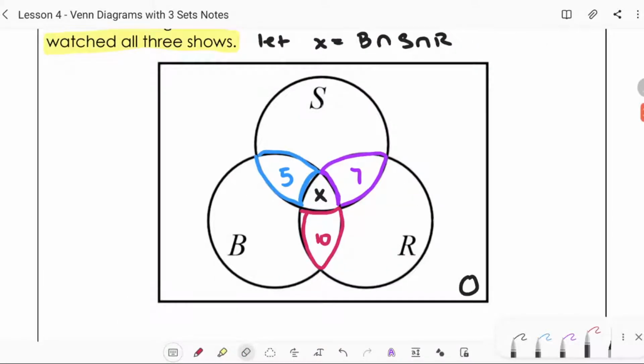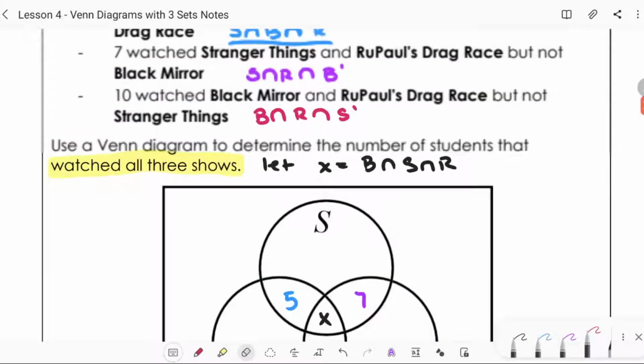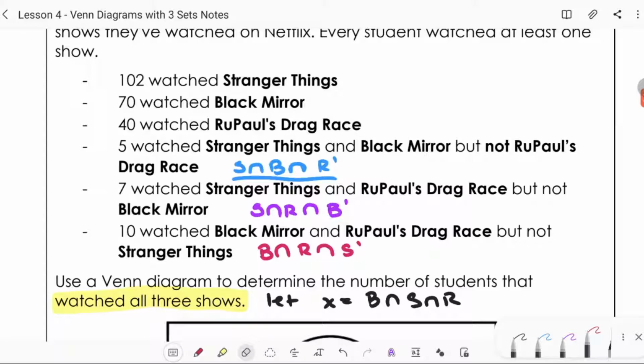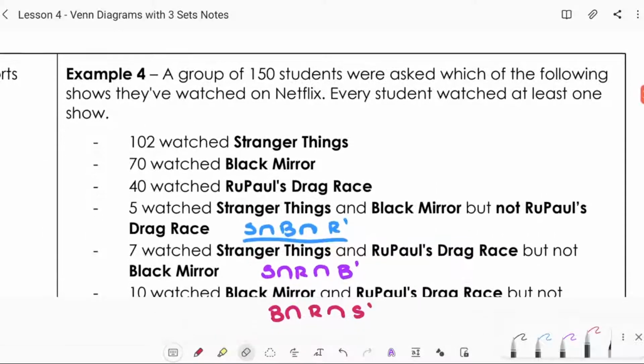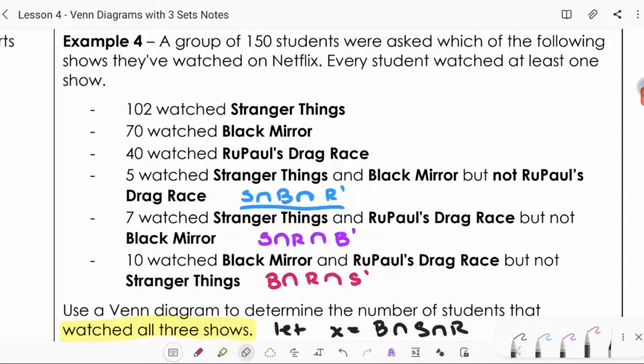So that gets us started. I'm going to erase these now, keep the numbers in. I know 102 watched Stranger Things, 70 watched Black Mirror, 40 watched RuPaul's Drag Race, and 150 students are there total. So I've used up this information, right? We're good on these points.